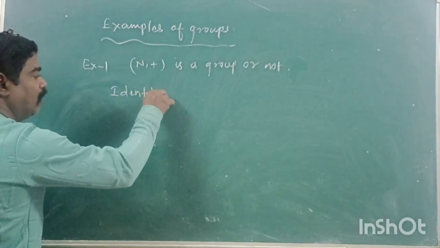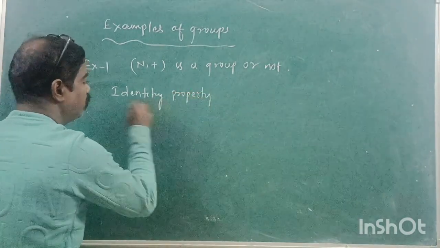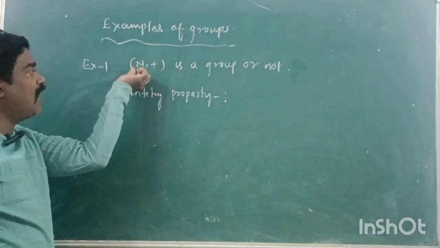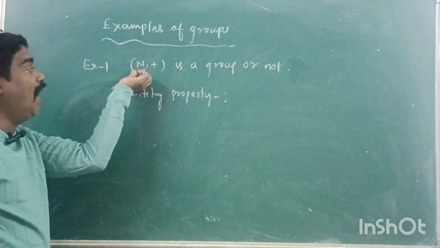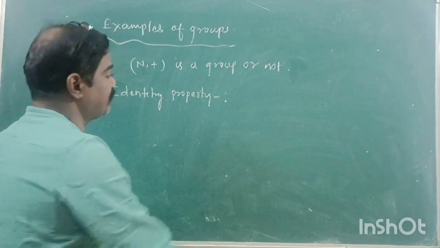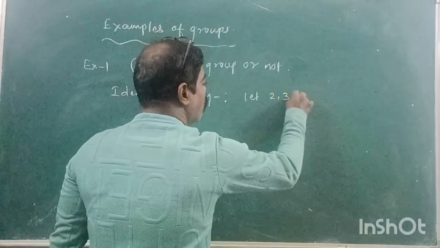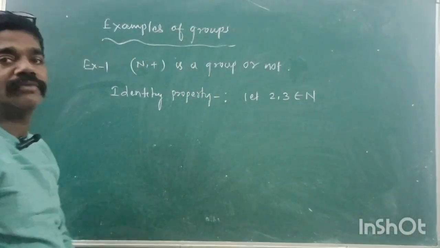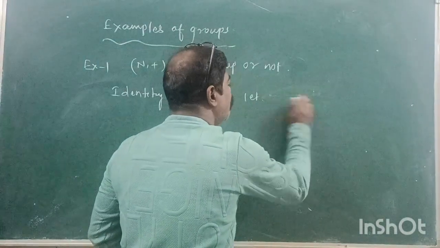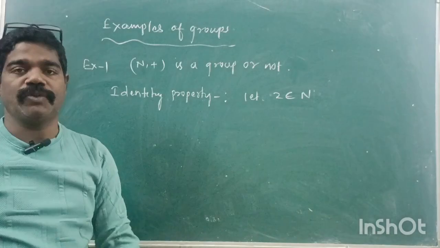See, identity property. What is given to us here? N, the natural numbers, is given to us. I will choose 2 elements. Let 2, 3 belong to N. Otherwise, we are proving identity property now. I will take only one element: 2 belongs to N. Okay.